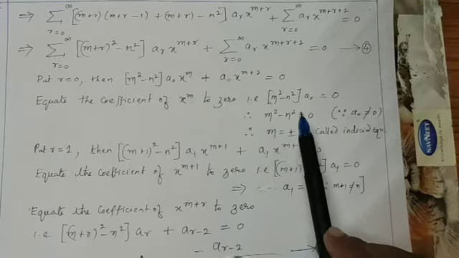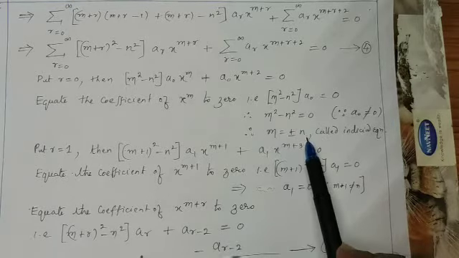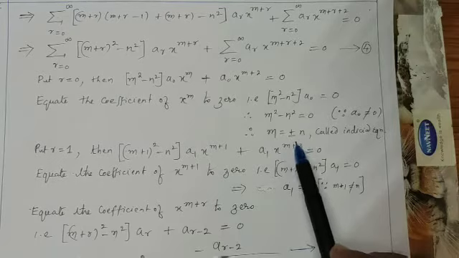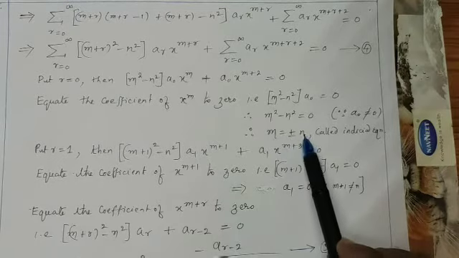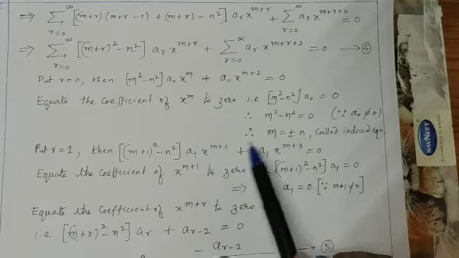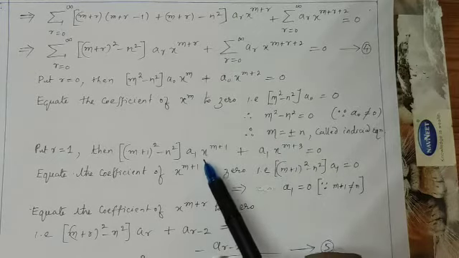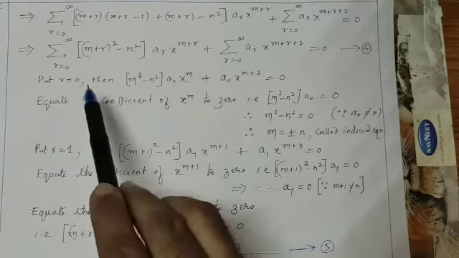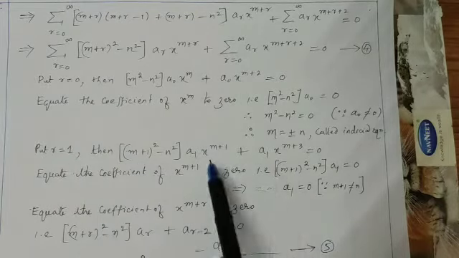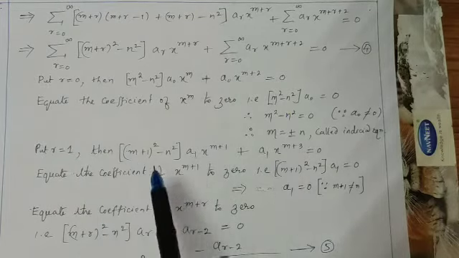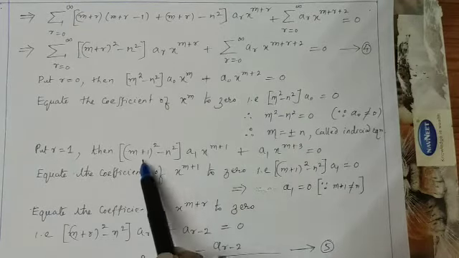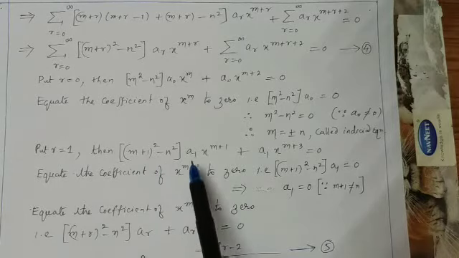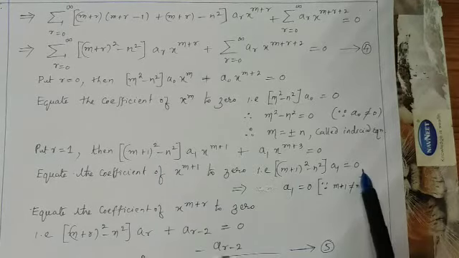From this we obtain m is equal to plus or minus n, and this equation is called the indicial equation. Similarly, I will equate the coefficient of x power m plus 1 to 0. To do that, put r equal to 1 in this equation. You will find the first two terms, and then the coefficient of x power m plus 1 here is (m plus 1) whole square minus n square into a1. So equate it to 0.